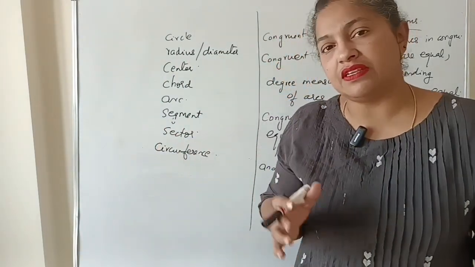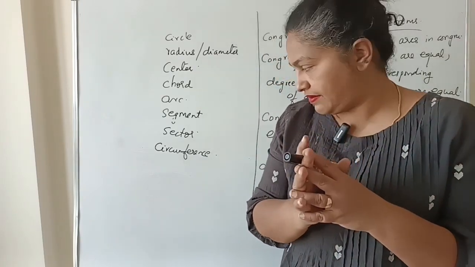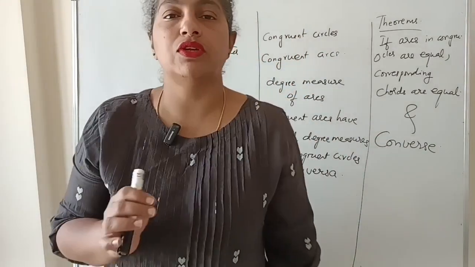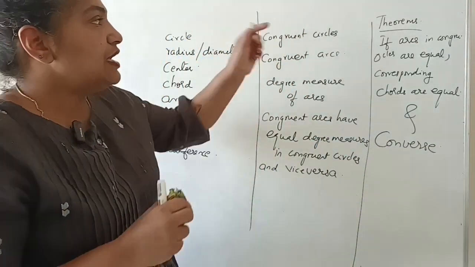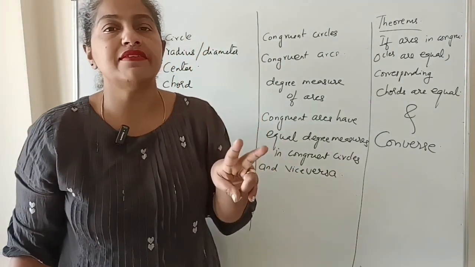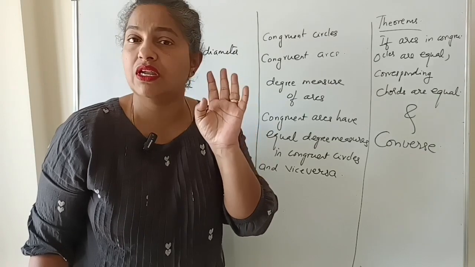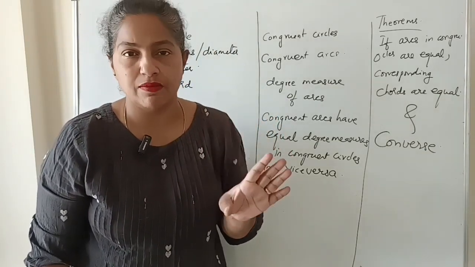Then we learned about the sector, which was like a pizza piece, and then we learned about the major sector and the minor sector and circumference of a circle, which we already knew. We also learned about the interior and the exterior of a circle. Okay. Then we learned about congruent circles. Two circles are congruent if they can be superimposed on each other. This will happen only if they have equal radius. So, two congruent circles will always have the same radius.